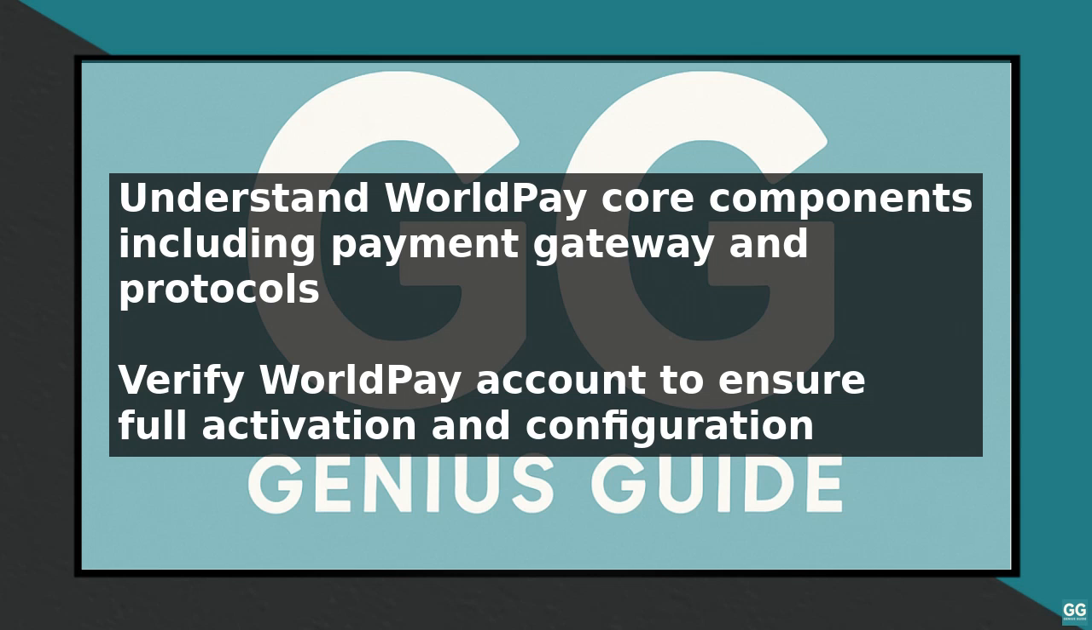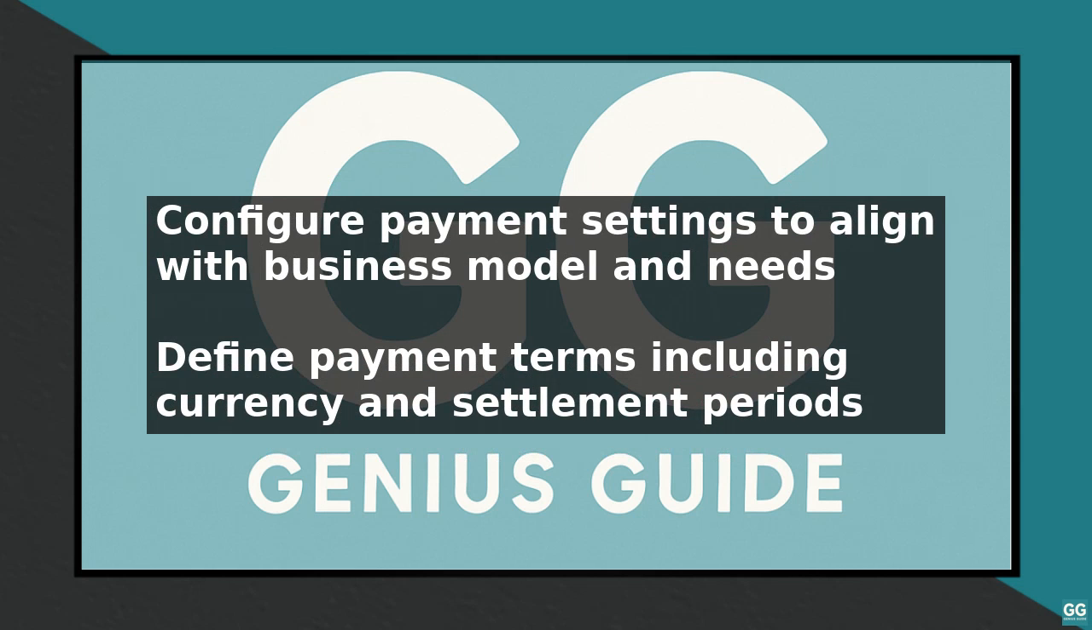needs. This involves providing required business and banking information and setting up your payment gateway to process transactions. Next, configure your payment settings to align with your business model. This includes setting up payment methods, such as credit cards, PayPal, or bank transfers, and defining payment terms, including currency, payment limits, and settlement periods.